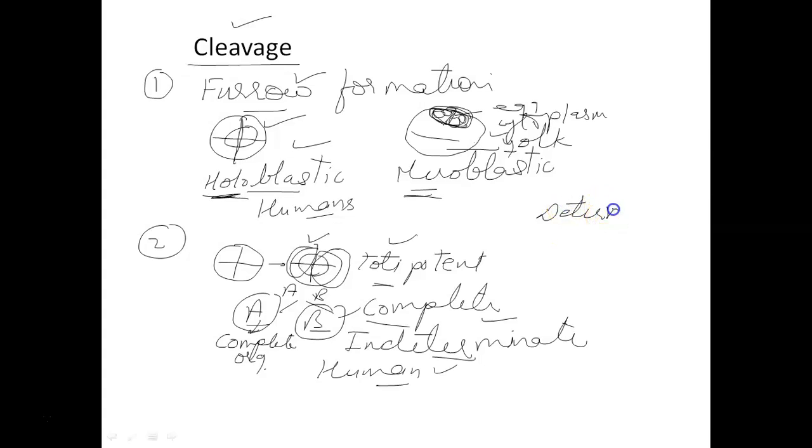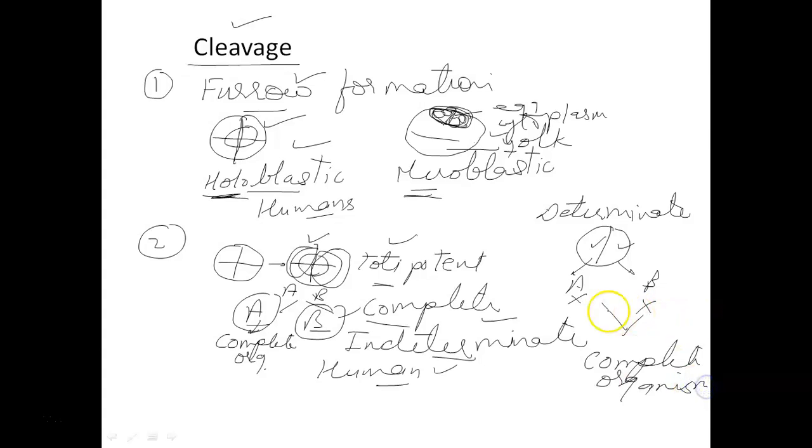What is the determinate type? Determinate means if the zygote divides into two cells, A and B, and these cells get separated, neither A nor B will be able to form a complete organism. A complete organism cannot be formed from a separated cell. The cells formed after cleavage are known as blastomeres. These blastomeres have a predetermined future; they are going to form a specific organ, and that is why it is known as determinate.